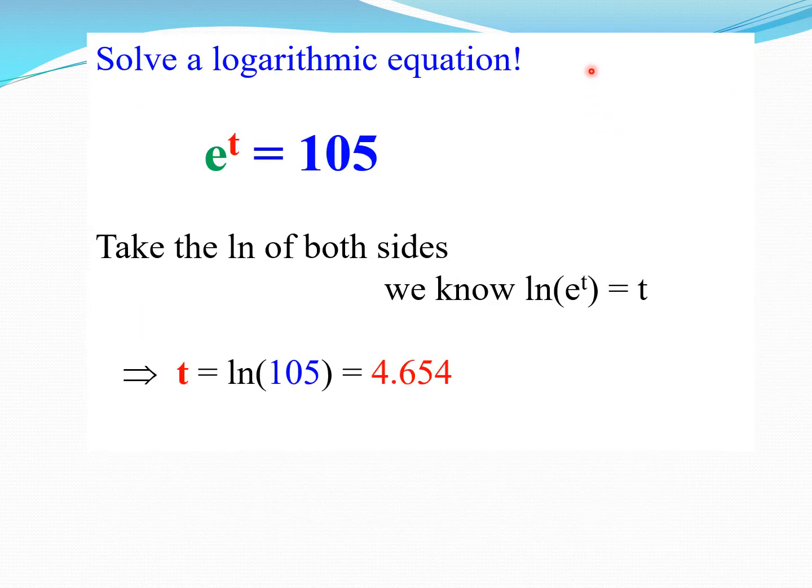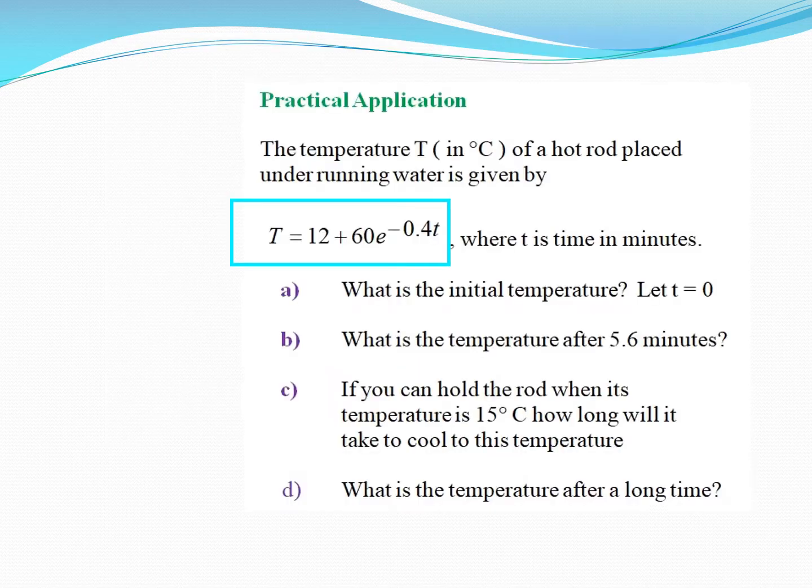So we're going to solve a logarithmic equation now in the natural log. So e to the power of t is equal to 105. So we take the ln of both sides because we know that ln of e to the power of t just returns the power t. So effectively on the left hand side, taking the ln of the left hand side, we get t equals the ln of 105, which is 4.654. So that's the power that's on the e that gives you 105.